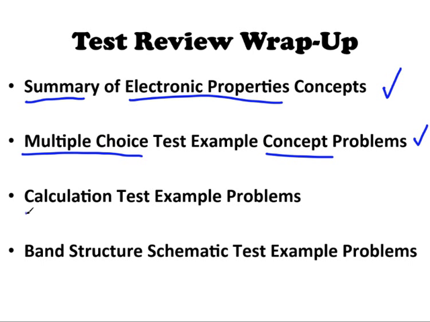Then we discussed calculation test example problems. We talked about how you can identify the correct equation and then rewrite it for what you need to solve for, and then finish with plugging in the given information from the question. At the end of our screencast, we went over band structure schematic test example problems. We talked about how we can use the band structures for different materials to explain their differences in conductivity.